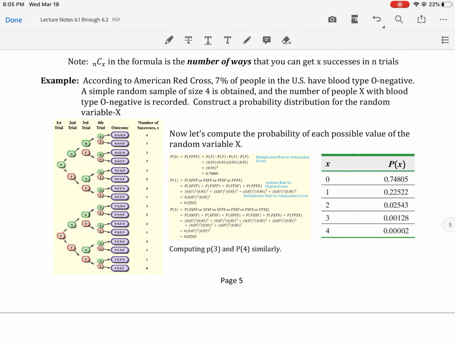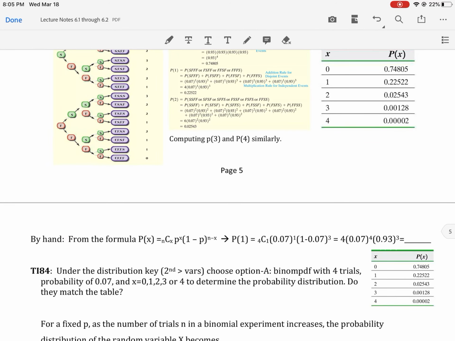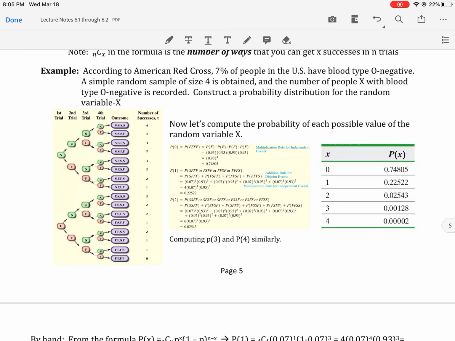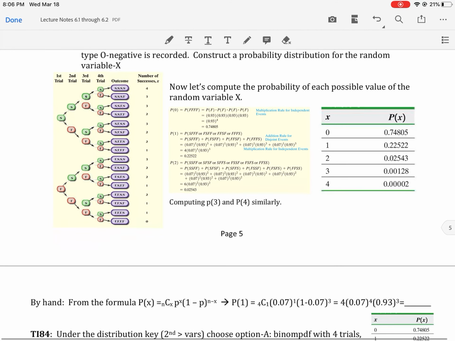about how many people have O negative blood. So as you take a look at this diagram, we're saying, hey, a success is if they have O negative, a failure is if they don't. And as you look at all the outcomes, they're saying, well, how many people from a sample size of 4, so 4 trials, have 0 people with O negative, 1, 2, 3, and 4, and then we get the probabilities over here on the right.